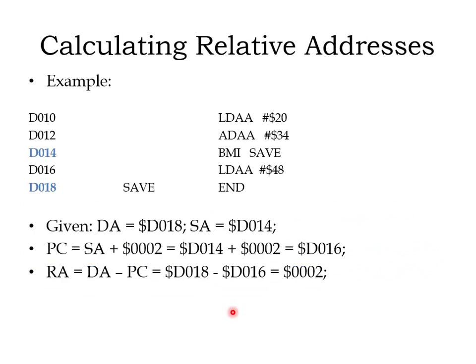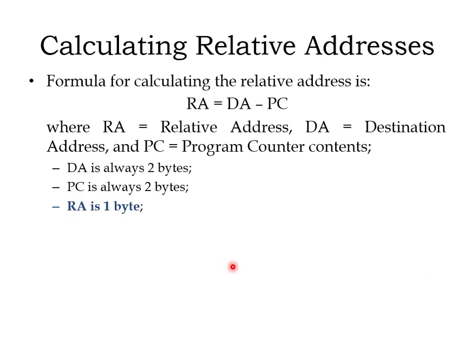Here I wrote the formula for you to calculate the relative address. The formula is very simple: RA equals DA minus PC. Now what are RA, DA and PC? I wrote it down again. RA is the relative address you are looking for. DA is the destination address. Remember, we just got the destination address, the line where your branch is jumping. And PC means program counter contents.